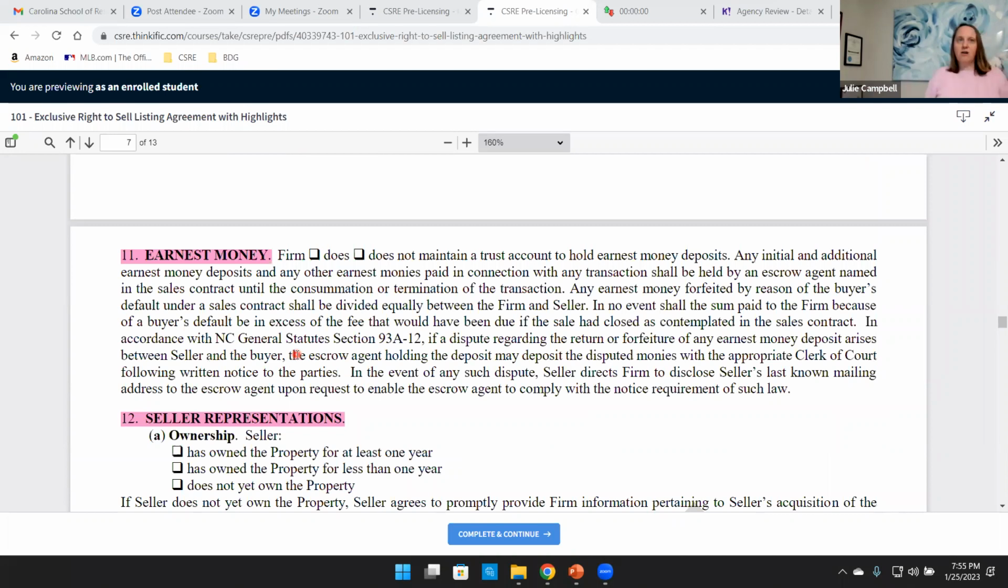Earnest money. We're going to talk all about earnest money in Unit 10, so I'm not going to say too much about this right now because we're getting there. But whether or not the firm does or does not maintain a trust account, whether or not the firm does or does not hold the earnest money deposit is what we're discussing here with the sellers. Again, we'll talk about what it means and what it looks like in Unit 10.